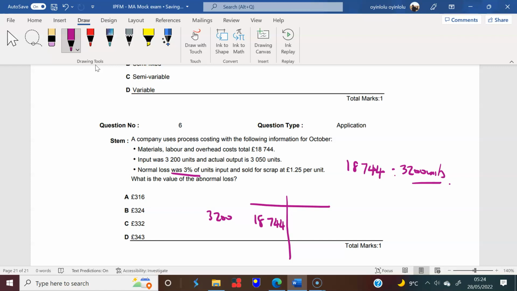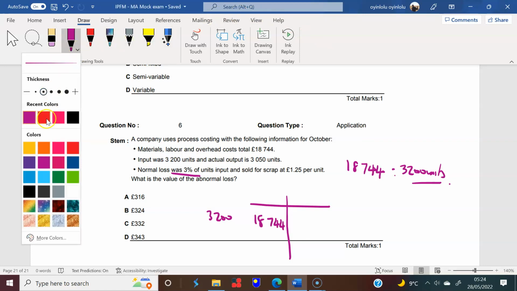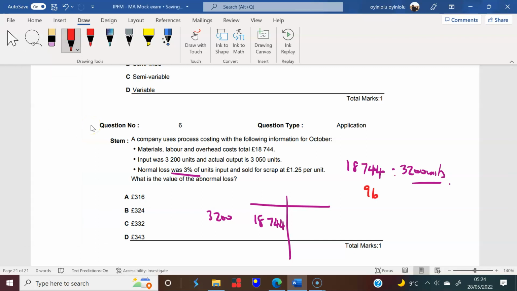3% of 3,200 units is 96. So we expect to lose 96 units. Ordinarily, I would like to spread all of this value over the 3,200, but I can't because I'm going to lose 96 units. But those 96 units have value. It says here they can be sold for £1.25, so that's £120 I can't include in this value.